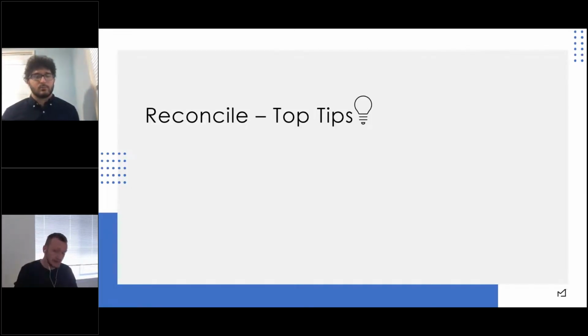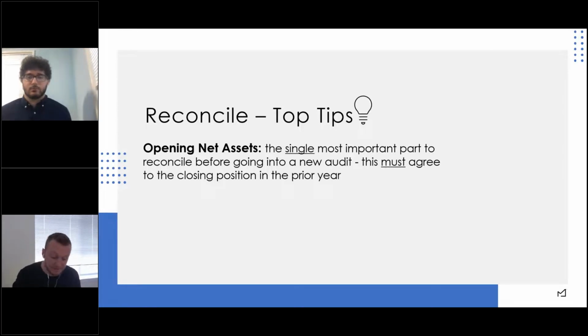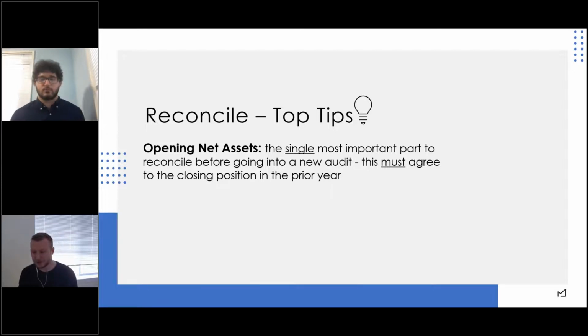A couple of top tips for you when it comes to the reconciliation process. First one is opening net assets. The single most important thing that you can do when you're reconciling your books and records is to make sure that your opening net assets number in your financial software agrees to the closing net assets number in your prior year audit report and your financial statements. That is fundamental. If they do not agree, something has happened and we need to investigate there. Okay. I would suggest to you, even on day one of a new fiscal year, make sure that that number agrees to what's in for the previous year or your previous audit report.